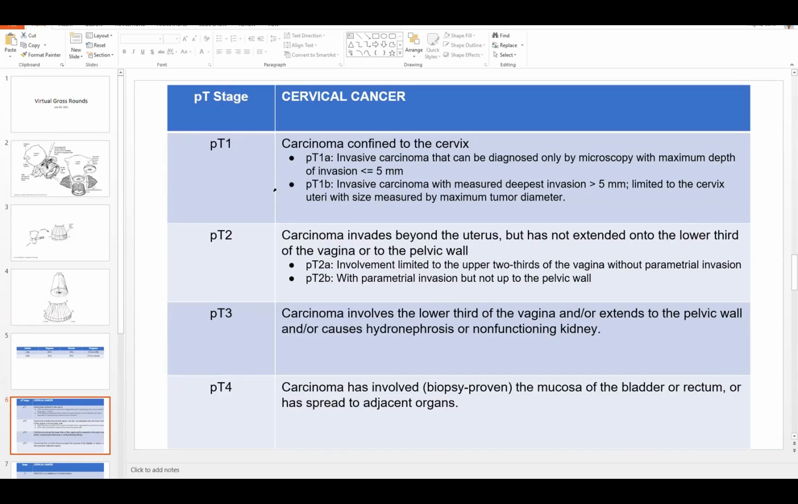So just keep that in mind, that there are different levels of the T stages that are mostly dependent on confinement to the cervix, and then eventually whether it will involve the lower third of the vagina or extend beyond the pelvic wall, including causing hydronephrosis. So you can imagine the way that cervical CA tends to progress into a bad disease is by going down and involving areas, organs outside the pelvic wall.